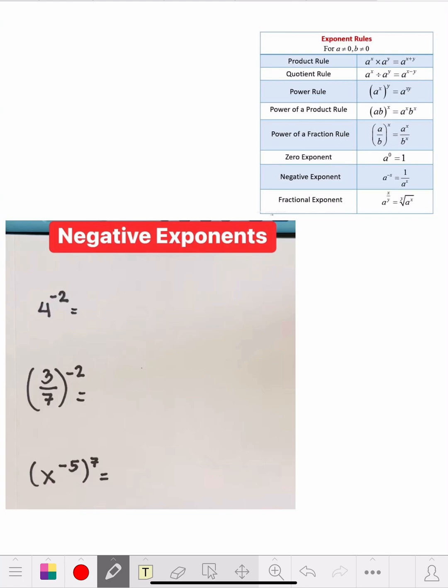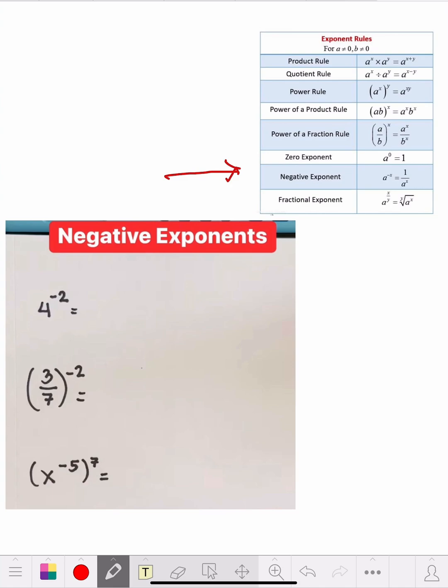I have my exponent rule right at the top there, and there it is, right from the bottom. It's negative exponents. You can't leave a negative exponent, so the way you get rid of it, if it's in the numerator, you flip it and put it in the denominator. And then go from there.